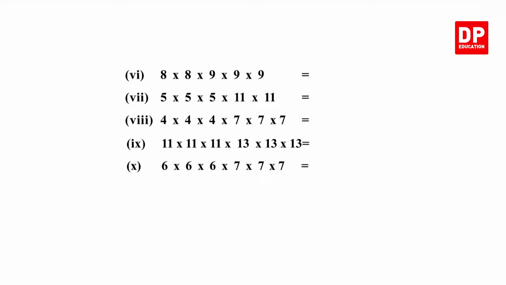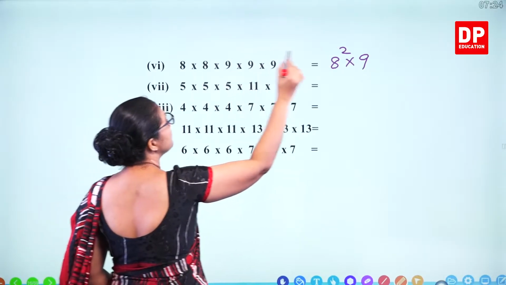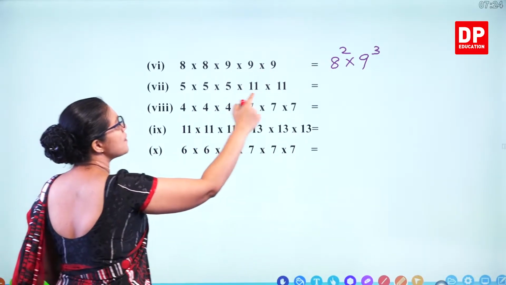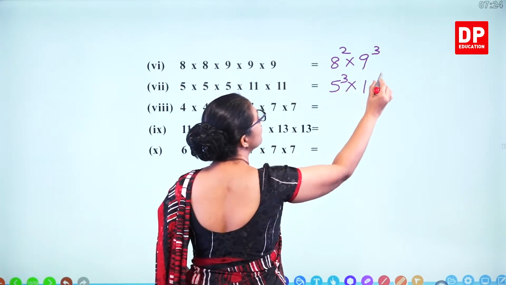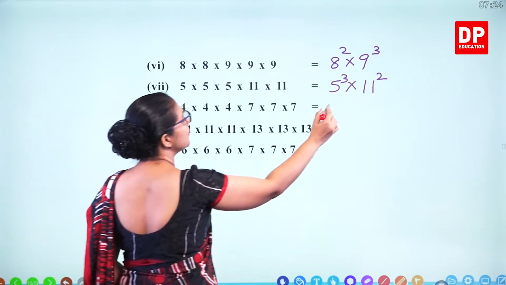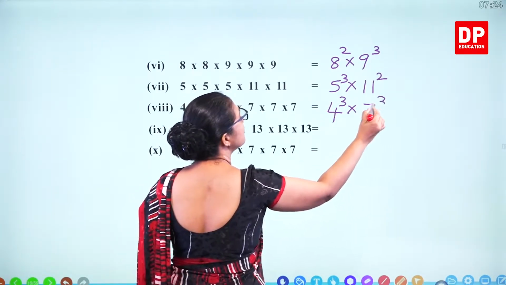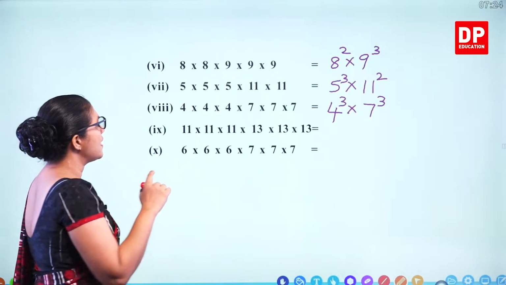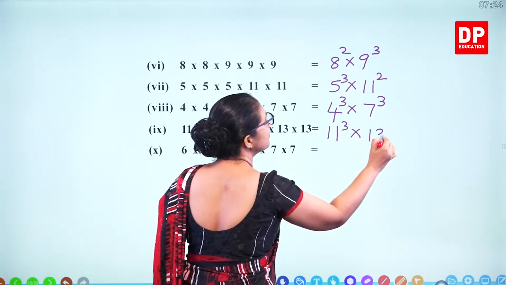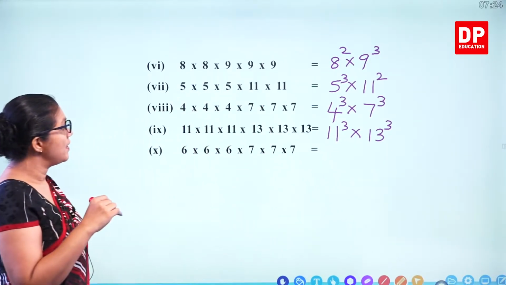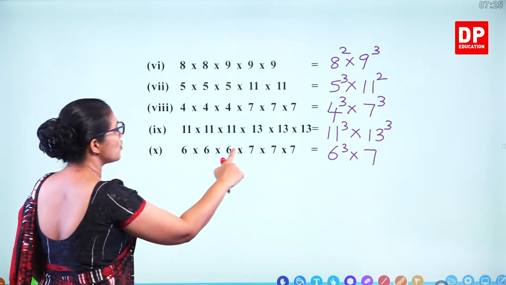Here again, 8's and 9's. 8's twice and 9's 1, 2, 3. How many 5's are there? 3. And how many 11's? That's 2. How many 4's? 1, 2, 3. How many 7's? 1, 2, 3. How many 11's here? 3. How many 13's? 1, 2, 3. How many 6's here? 3. And how many 7's? 1, 2, 3.